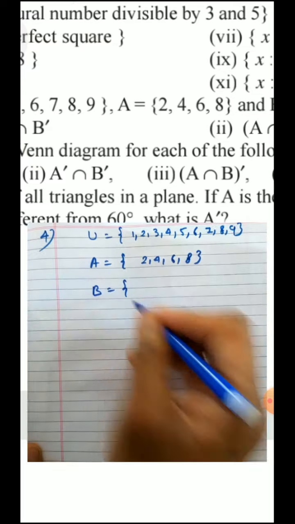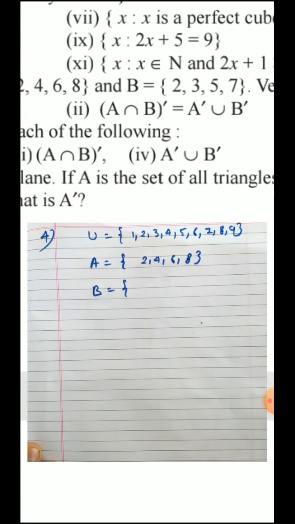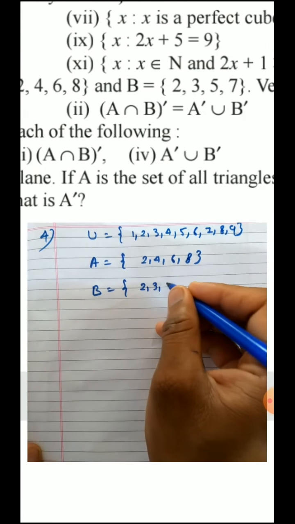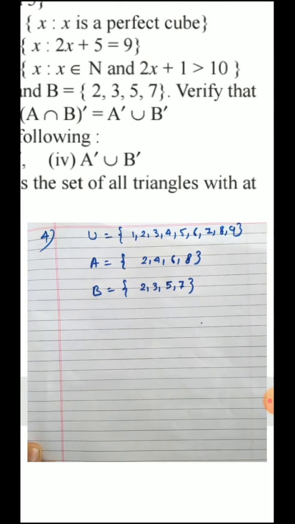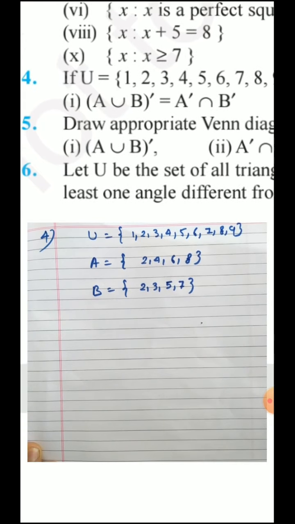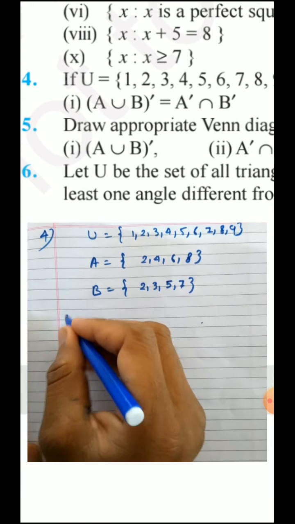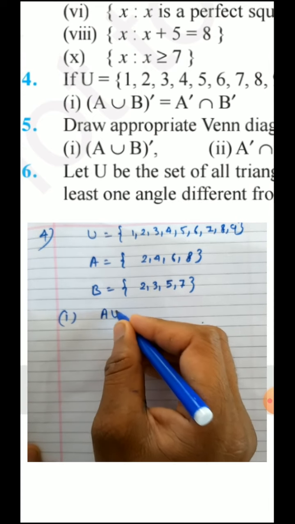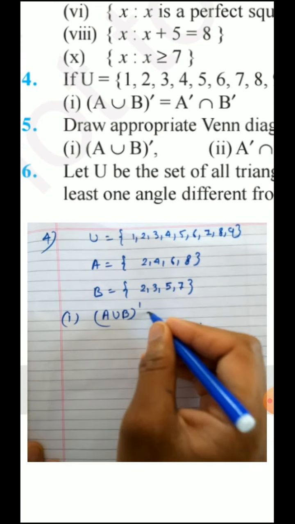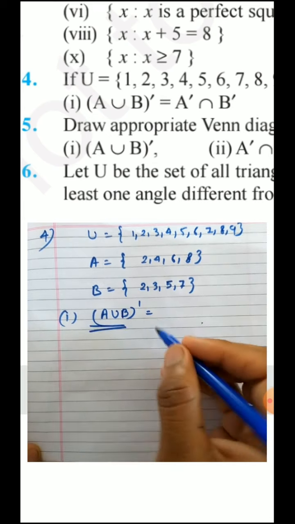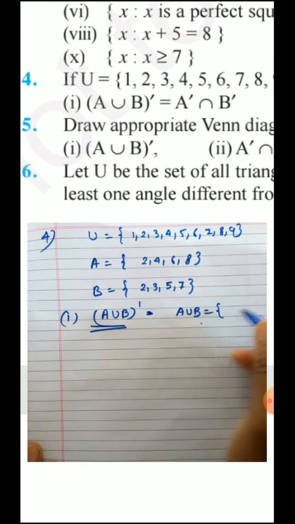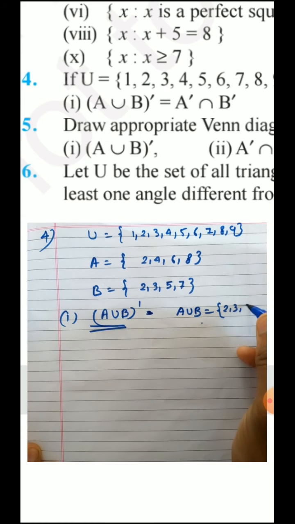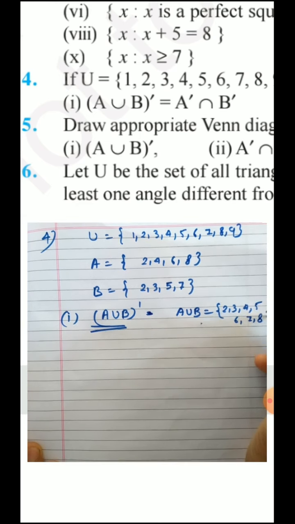Set B equals {2, 3, 5, 7}. To verify that, you have to verify the first part: (A union B)'. For this, at first you need to find A union B. A union B equals {2, 3, 4, 5, 6, 7, 8}.